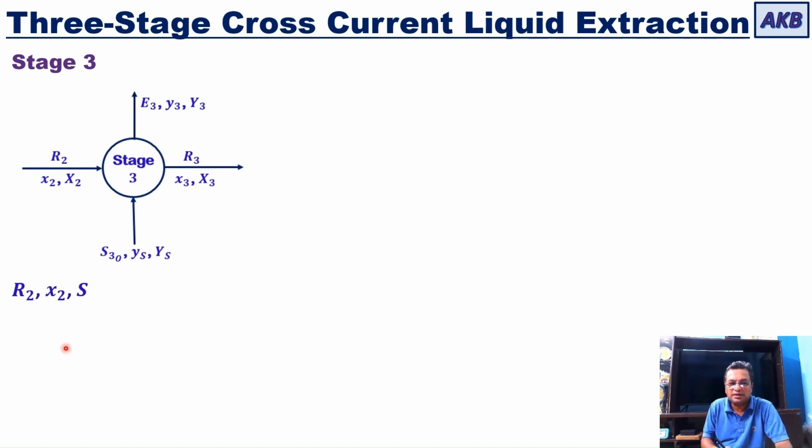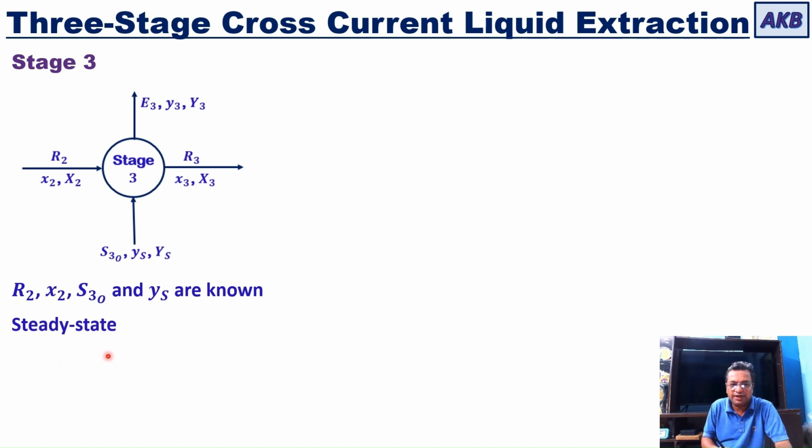So before we start our calculations for stage number 3, which quantities are known to us? Let us list them. We know R2, we know X2, small x2 and capital X2. We know the quantity of solvent that is added to stage 3, that is S30, and we also know the composition of the solvent, that is Ys.